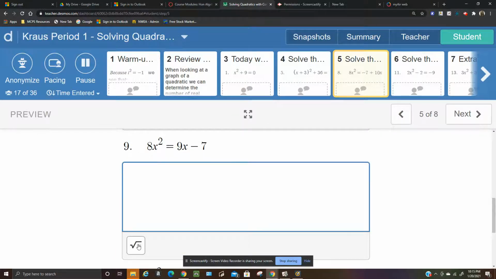And then number 9, put all the terms on one side. The opposite of b would be 9. And 9 squared is 81 minus 4 times 8 times 7, over 16.